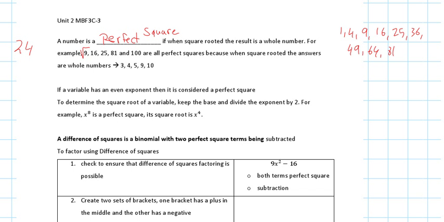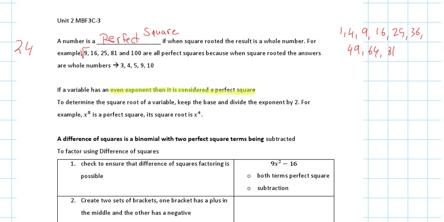Now, these are the numbers that are perfect squares. How do you know if a letter is a perfect square? For a letter to be a perfect square, your exponent has to be even. So if you have an even exponent, that's considered a perfect square.